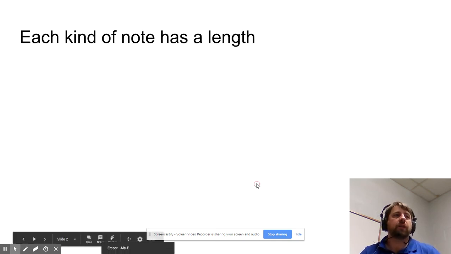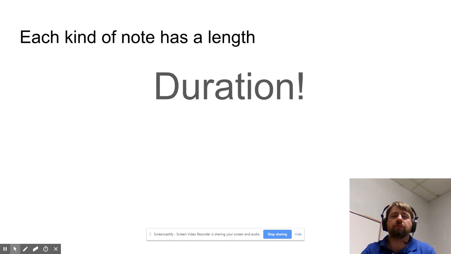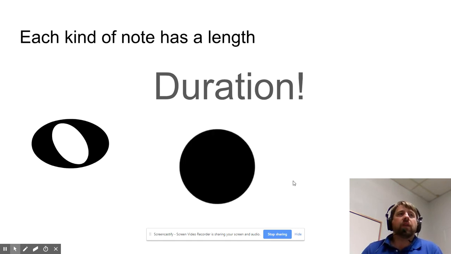So to start off, each kind of note has a length. You know, the time that note lasts, and we call that its duration. So we're going to start with a whole note. A whole note fills up an entire measure in our music right now. Sometimes it'll be longer than a measure, and sometimes it'll be shorter than a measure. But right now, it fills up a whole measure. That's why it's called a whole note. So if you can imagine, like this circle is sound, and it's full.